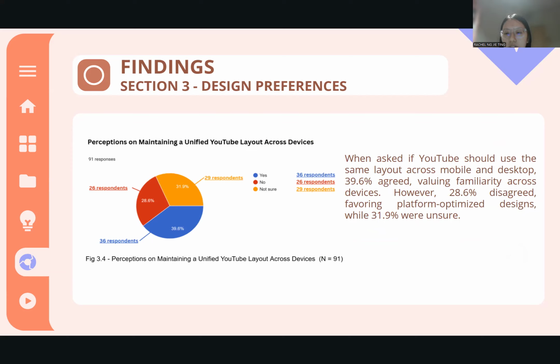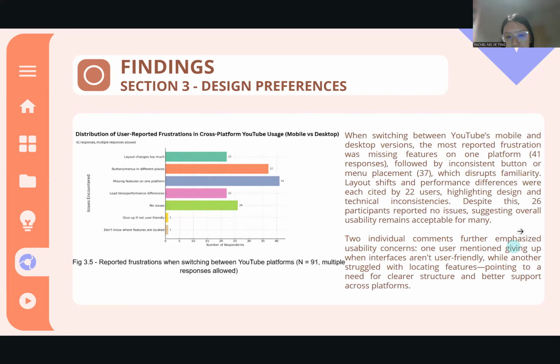39.6% agreed, valuing familiarity across devices. However, 28.6% disagreed, favoring platform-optimized design, while 31.9% were unsure. When switching between YouTube's mobile and desktop versions, the most reported frustration was missing features on one platform, followed by inconsistent button or menu placement, which disrupts familiarity.